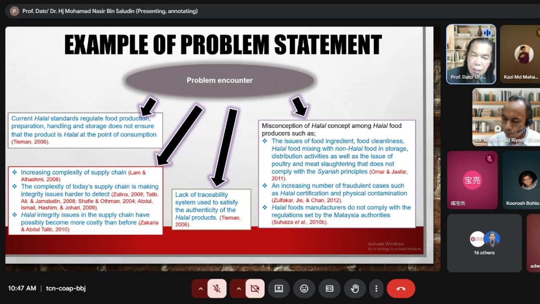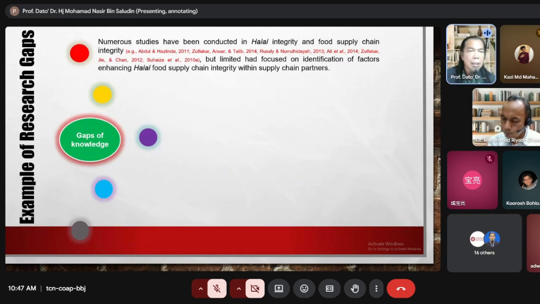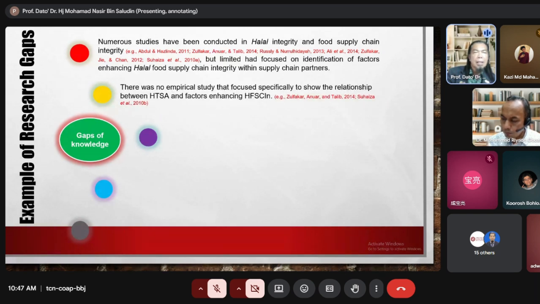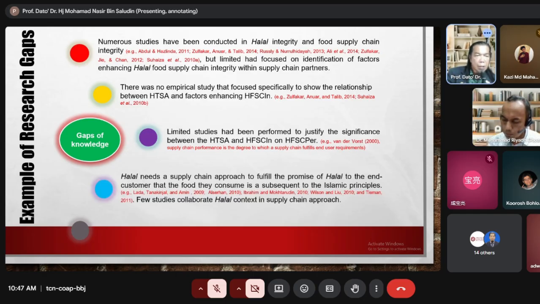The Malaysia halal is very, very interesting, accepted by many countries. Numerous studies have been conducted on halal and food supply chain integrity, but there is limited focus on identifying the factors enhancing halal food supply chain integrity within supply partners. And there was no empirical study focused specifically on the relationship between halal factors. That is the gap. Limited study has been performed. They show the gap there, the gap in knowledge.